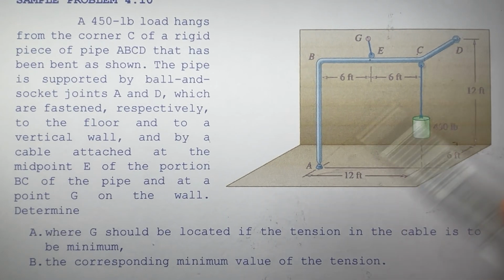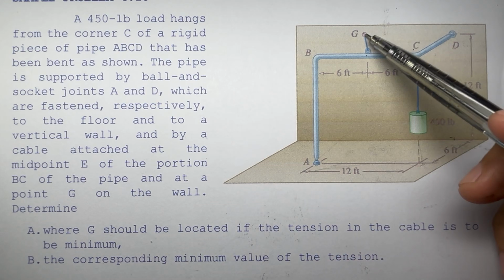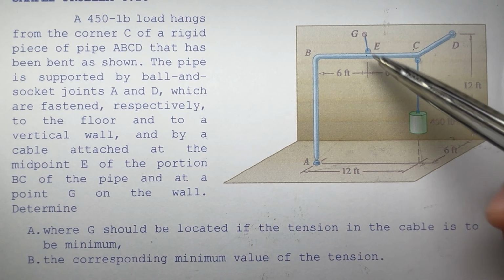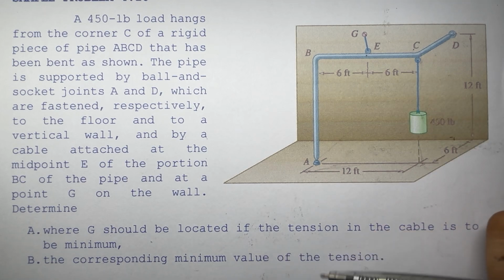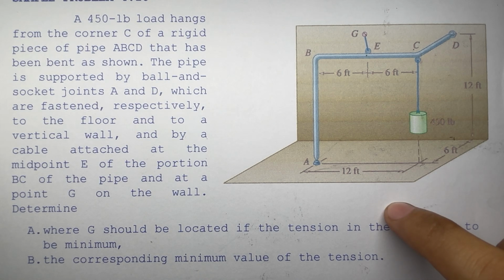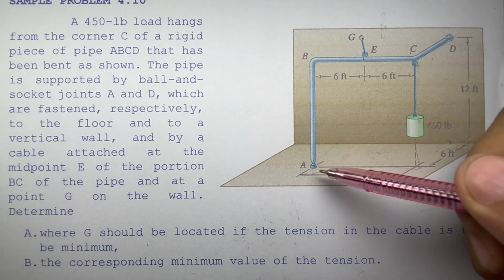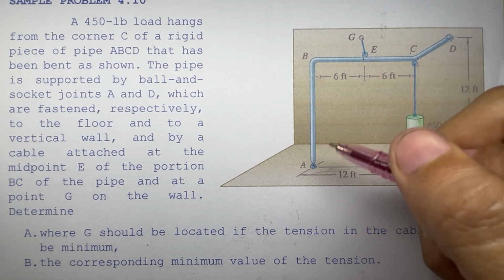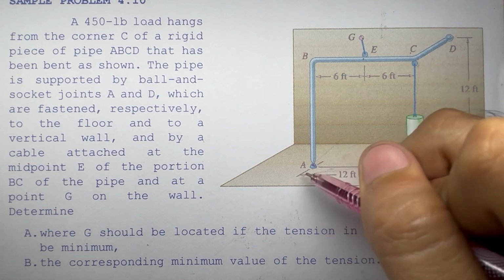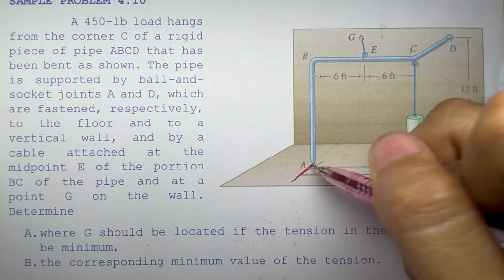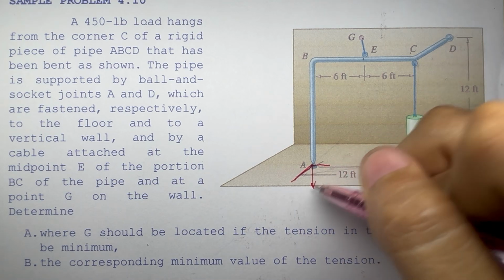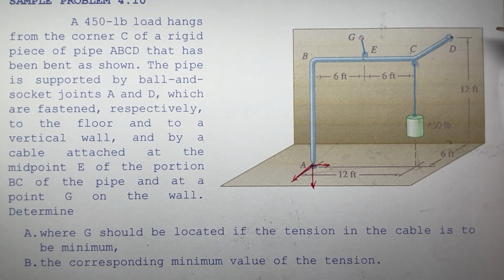So what we are asked here is to determine where G should be located, this point here, if the tension in the cable is to be minimum, and also the corresponding minimum value of the tension. Okay, so what we do here is first analyze the problem. We have here a ball and socket connection, so therefore the reactions at point A are the forces along Z, X, and Y. And it is the same with D. It has components along X, Y, and Z.